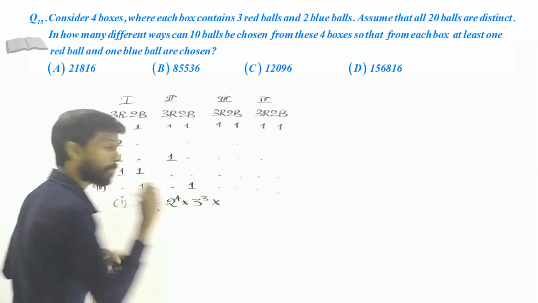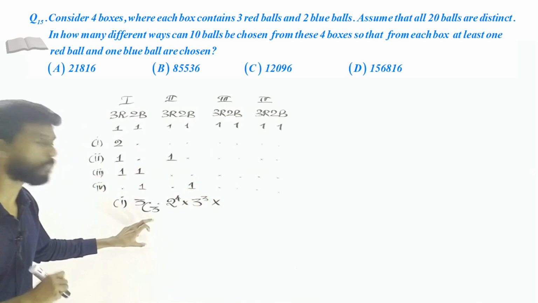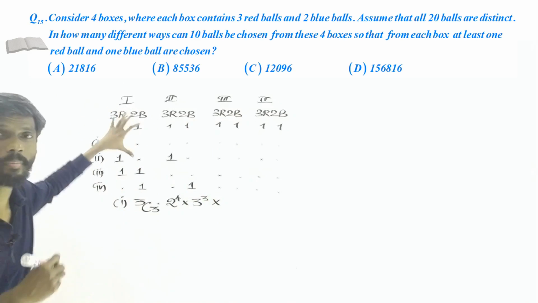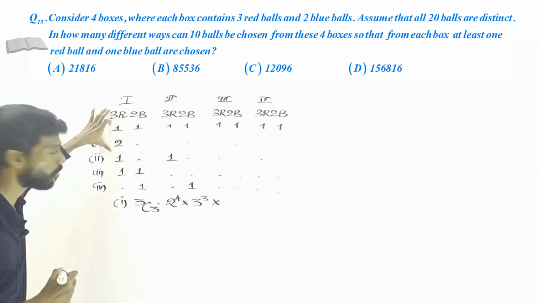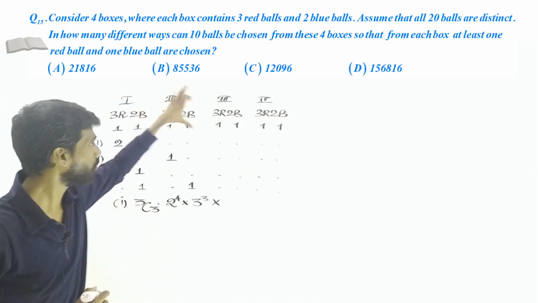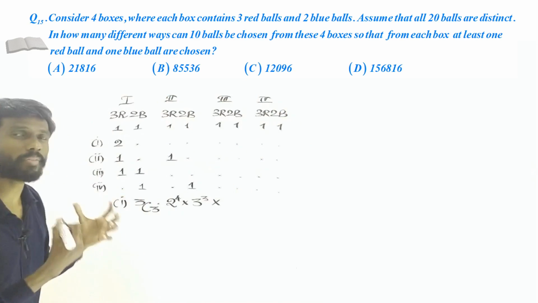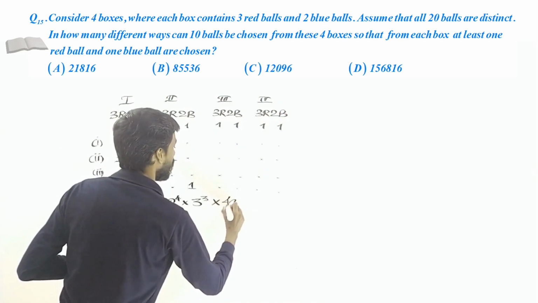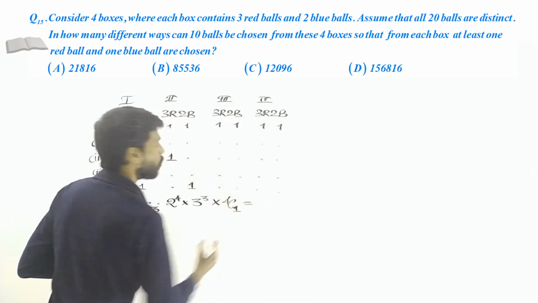But this should be multiplied by, see, we are selecting 3 red balls from one box, no? But which box? We have considered only the first box, but it may be from the second box, third box or fourth box. So any one of the boxes can be selected. So that is also multiplied by 4C1. Okay, so that's all. Let's simplify this.